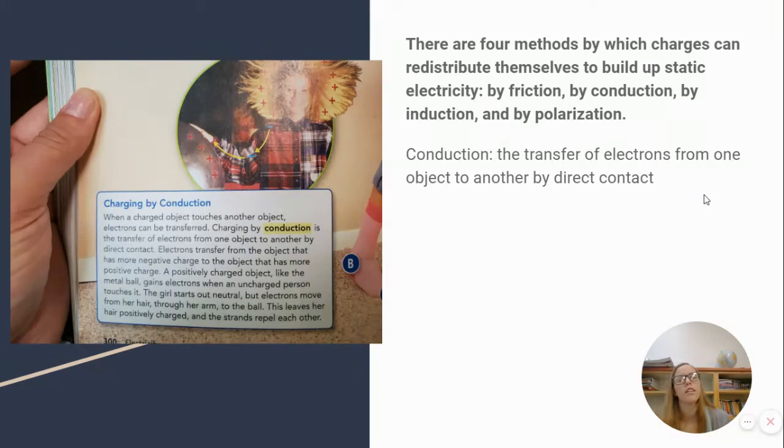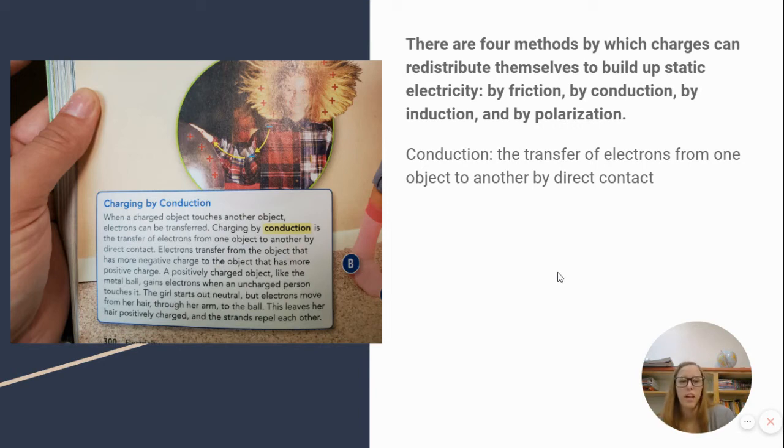Number 2, conduction is the transfer of electrons from one object to another by direct contact. You can see in the picture she's touching something that has an electric charge. When a charged object touches another object, electrons can be transferred. Electrons transfer from the object that has more negative charge to the object that has more positive charge. A positively charged object, like the metal ball that she's touching, gains electrons when an uncharged person touches it. The girl starts out neutral, but electrons move from her hair through her arm to the ball. This leaves her hair positively charged and the strands repel each other.